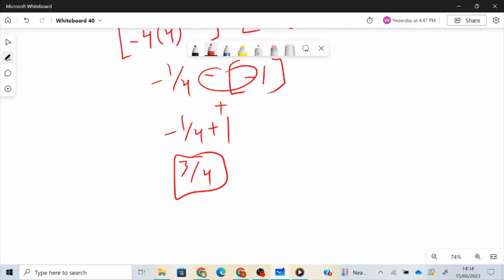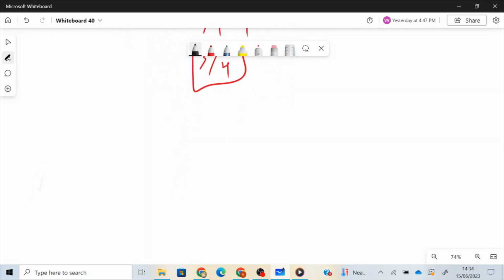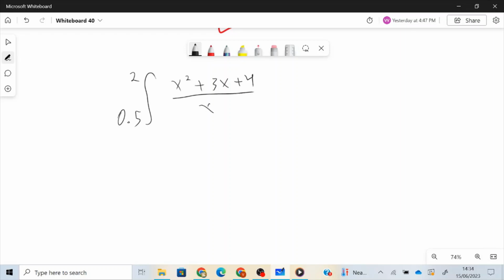Yeah, on to the next one. Okay, it asks us to integrate from 0.5 to 2 of x squared plus 3x plus 4 all over x to the power 4. Just a second, let's write that. Yeah, and this is a challenge question.